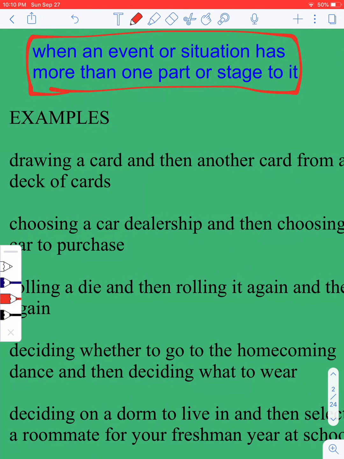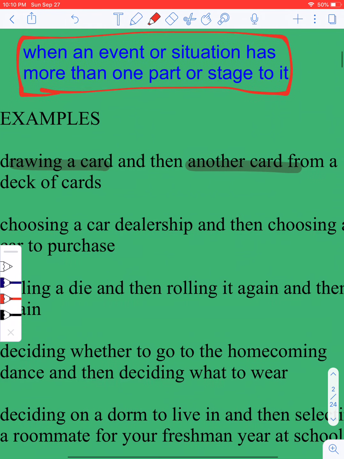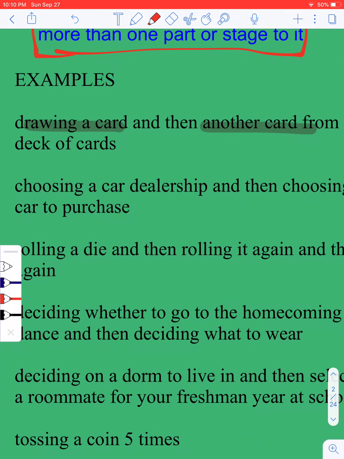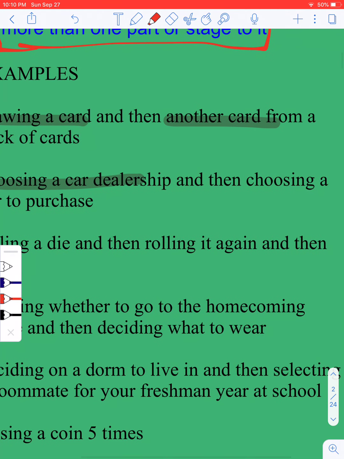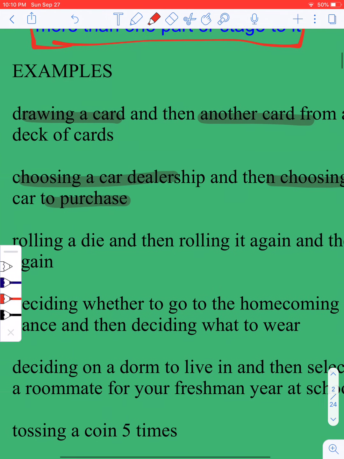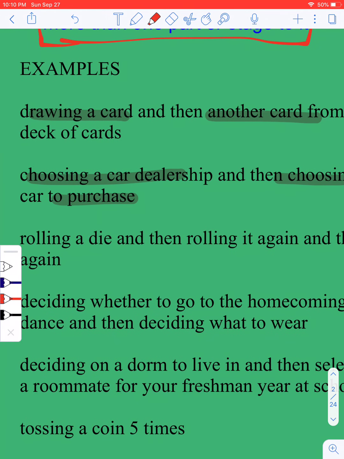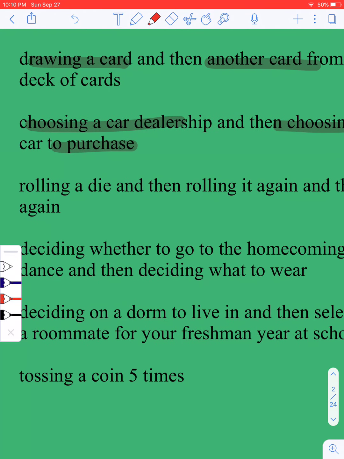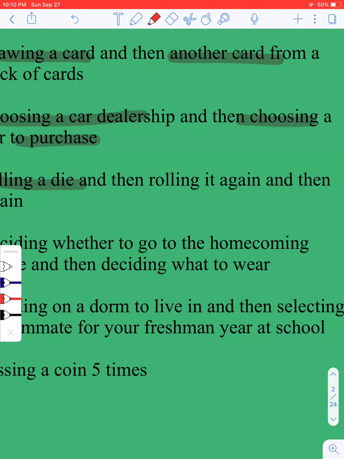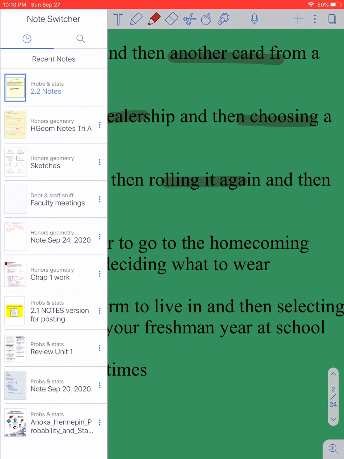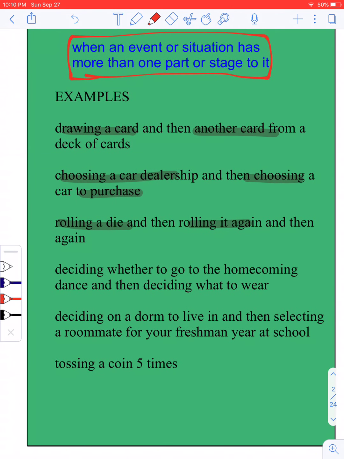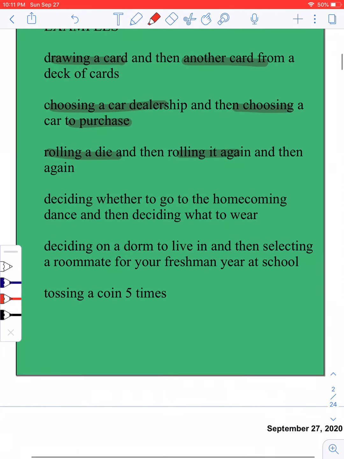Examples. Let's say you draw a card and then you draw another card from the deck without replacing it. Choosing a car dealership and then choosing a car to purchase, because the car that you purchase depends upon where you bought it from. Okay? Rolling a die and then rolling it again and again. This is an example of an event that has more than one part.